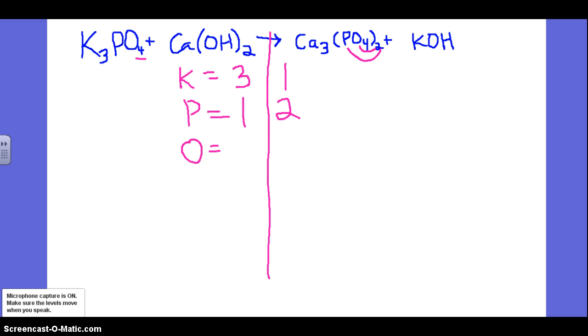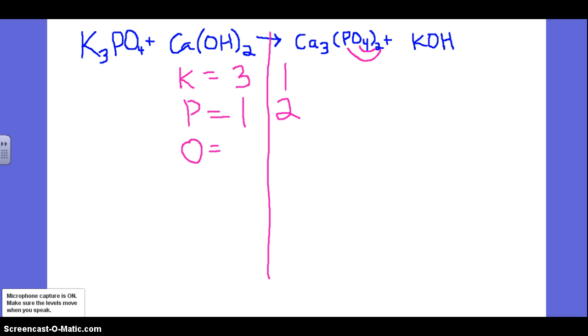right there, but there are also these oxygens here. First, I have to distribute the 2 into the parentheses. There are 2 oxygens from the hydroxide plus 4 oxygens from the phosphate. That gives me a total of 6 oxygens on the left side. Once again, there are 2 oxygens over here on the right on the calcium hydroxide plus 4 oxygens on the phosphate. Then in the products, I've got 2 times 4. So first of all, I have 8 oxygens on the calcium phosphate over here, plus 1 more oxygen in the potassium hydroxide. So that's 9 oxygens.